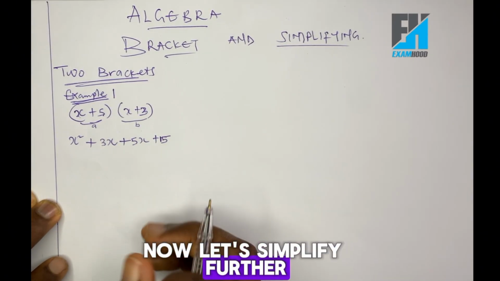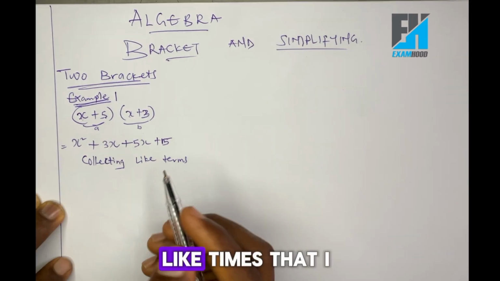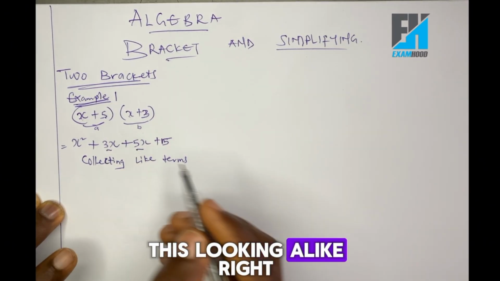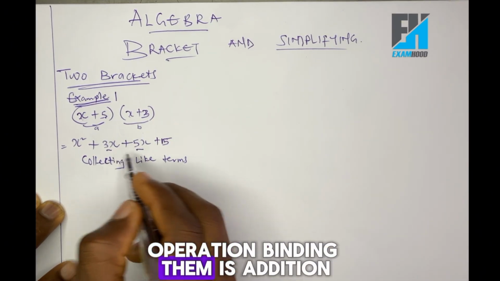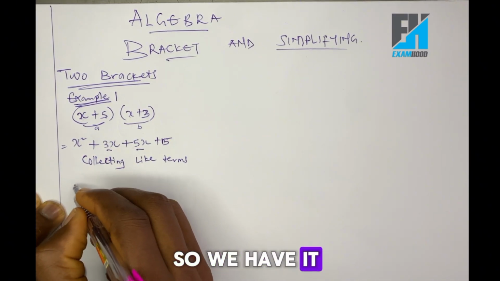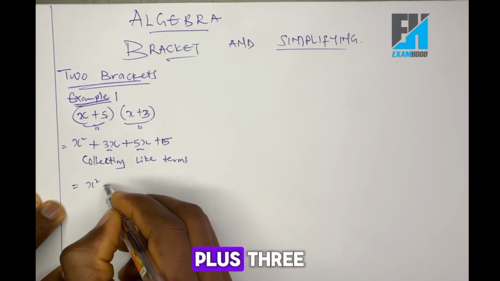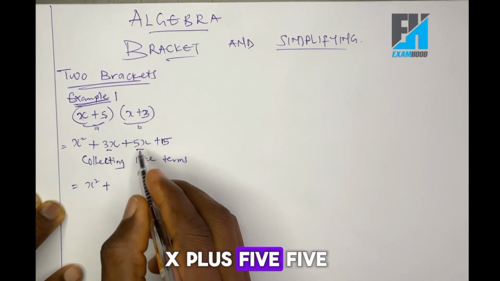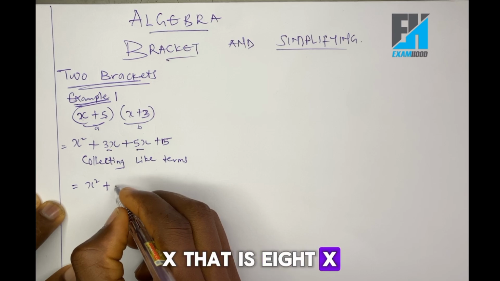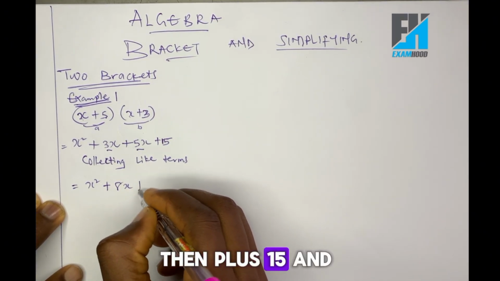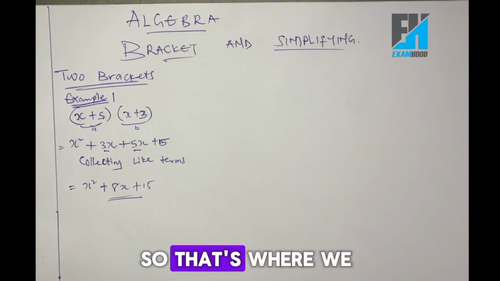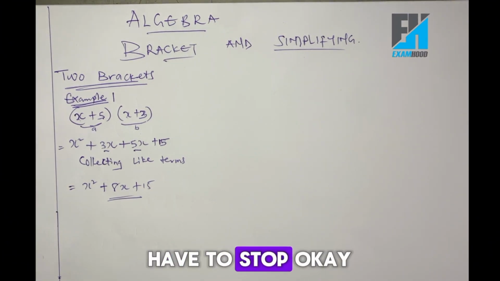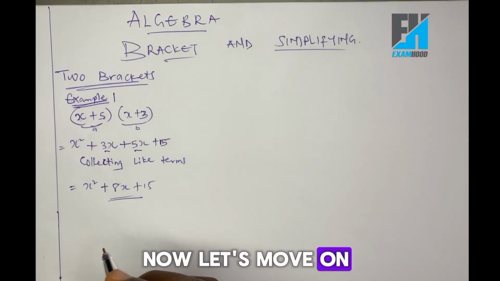Now, let's simplify further. Collecting like terms, right? Like terms that I have here, I have this and this looking alike, right? So we can just add them together because the operation behind them is addition. So we have it to become x squared plus 3x plus 5x, that is 8x, then plus 15, and then that is your answer. So that's where we have to stop. Okay, now let's move on.